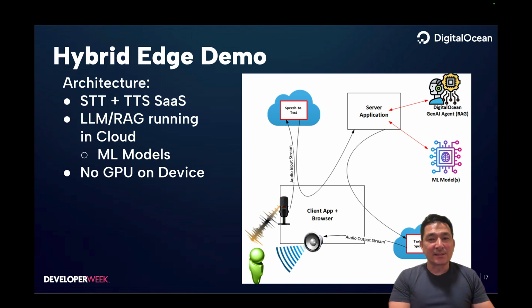And for the critical things, the things that we actually care about, these things might be our intellectual property or our value add to our product. We're going to handle that in our server application. And in our server application, you could be running multiple ML models, but in this demo, what we're going to do is run a DigitalOcean Gen AI agent, which is just an easy button to create a RAG agent in the cloud. And it's an offering that we have available on DigitalOcean. So without any further ado, let's go ahead and take a look at the demo.